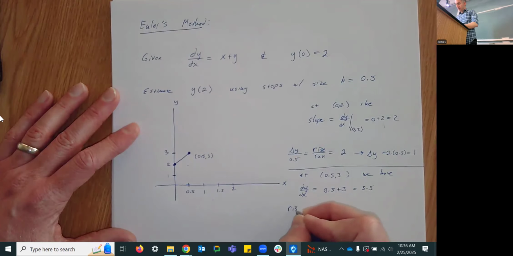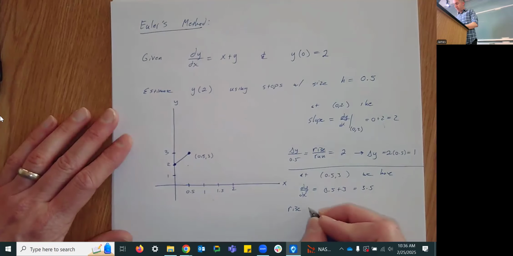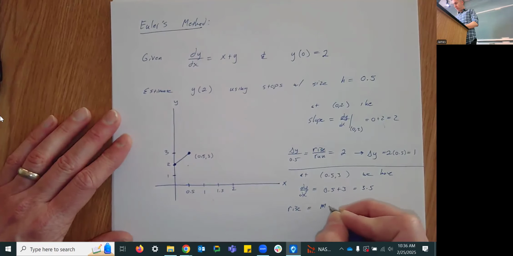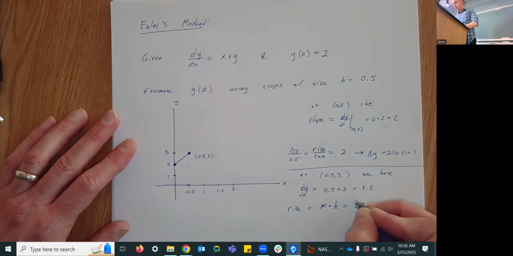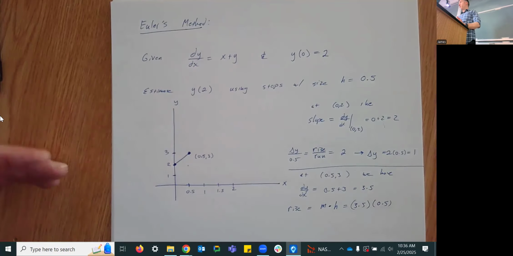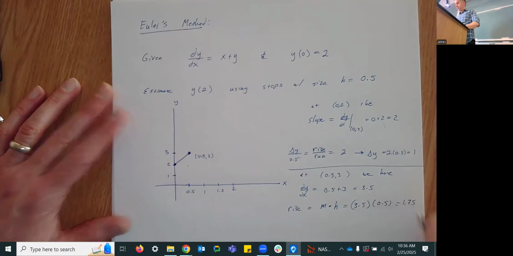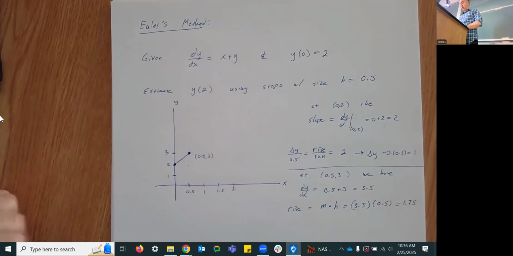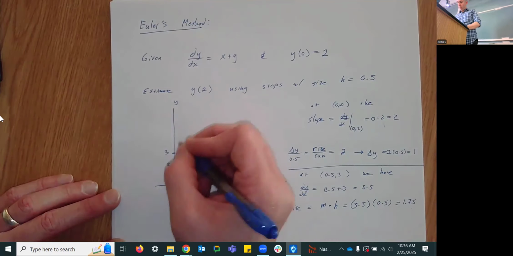Our rise, I always think of it as the rise, right? It's how much y is increasing by. Our rise is just going to be our slope times our run, which is our h. Our slope is 3.5. Our run or our h is 0.5 every time in this example. h never changes in each example. That's going to be half of 3.5, which is 1.75. So now our new y value is our old y value of 3 plus however much y is increasing by, 1.75. So we're going to go over a half and up 1.75.